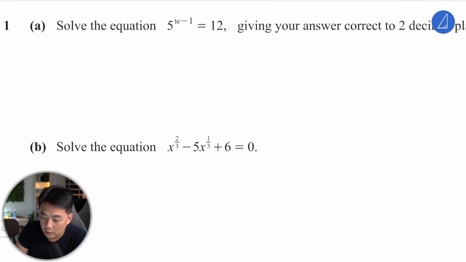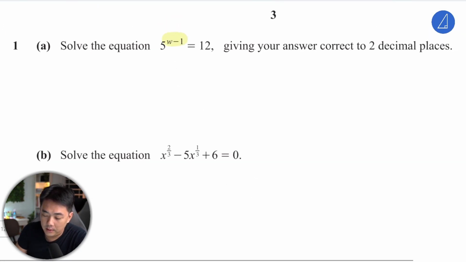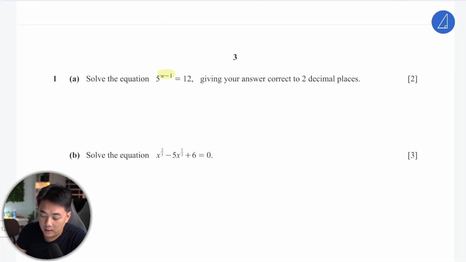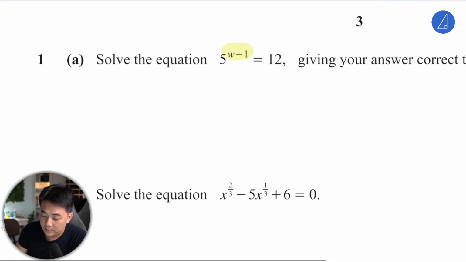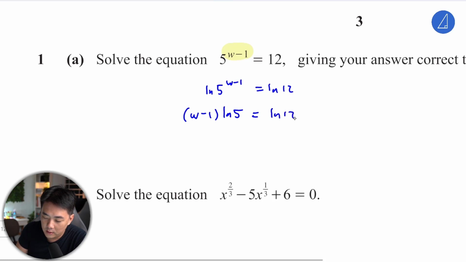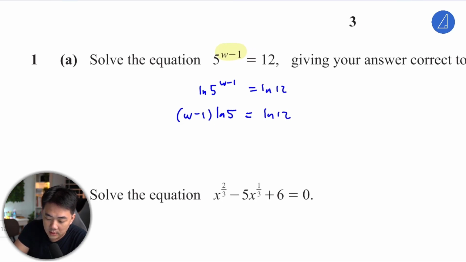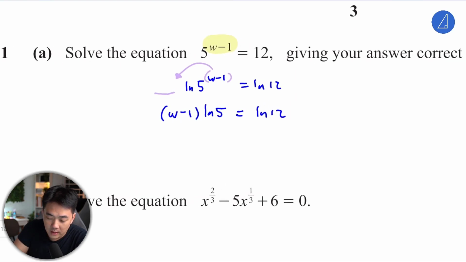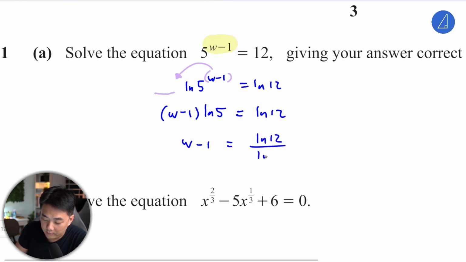So we are told to solve for W, which is the power in the index form here. What we need to do is essentially to ln both sides, because in order for us to solve for W, we need to bring it down, right? So ln 5^(W minus 1) equals ln 12. Bring the W minus 1 down: (W minus 1) ln 5 equals ln 12. Then just divide both sides by ln 5, giving ln 12 divided by ln 5.